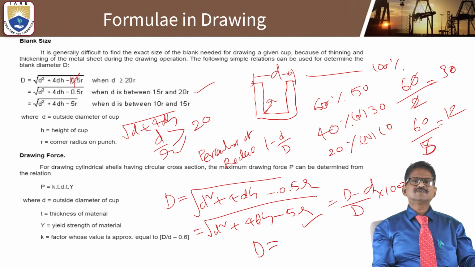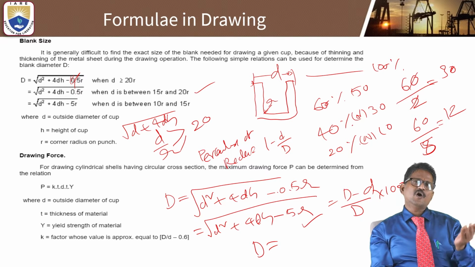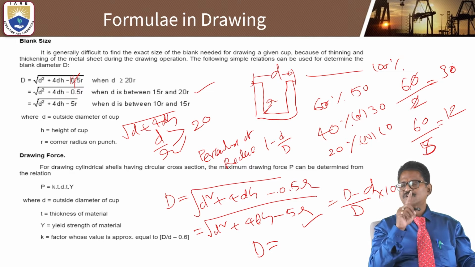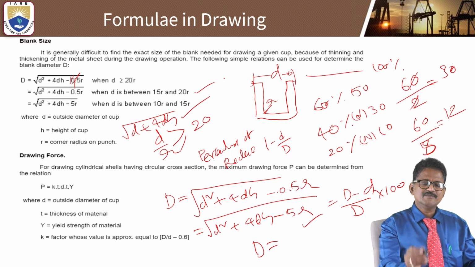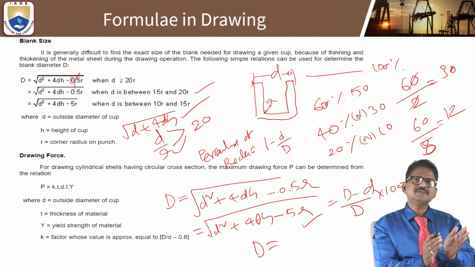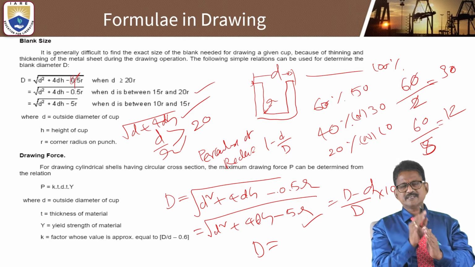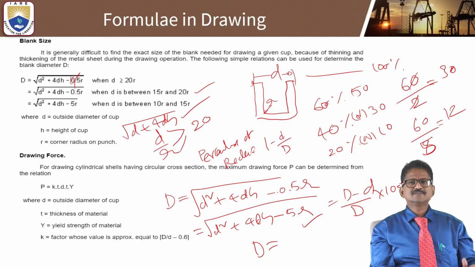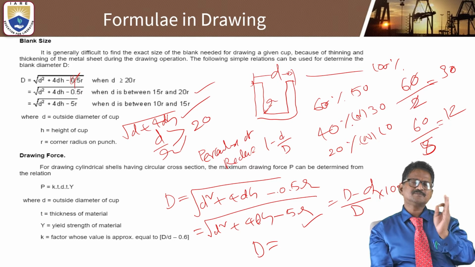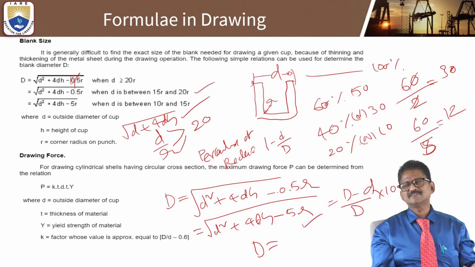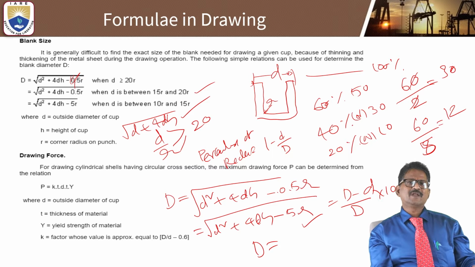Okay, so when the d by r ratio is greater than or equal to 20, obviously the first formula, root of d square plus 4dh, this formula to be used. When it is in between 15 to 20, you can use root of d square plus 4dh minus 0.5r. Suppose if it is in 10 to 15, root of d square plus 4dh minus 5r. So these are the three formulas that are very very important to determine the blank size.